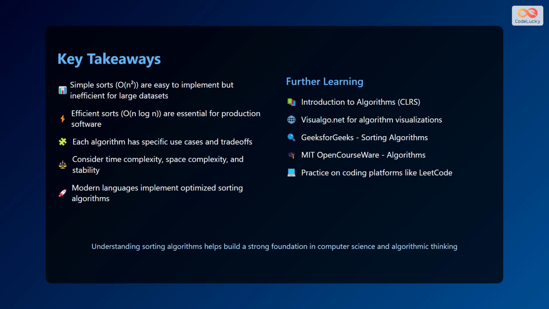For further learning, you can refer to resources such as Introduction to Algorithms, visualgo.net for algorithm visualizations, GeeksforGeeks, MIT OpenCourseWare, and coding platforms like LeetCode. Understanding sorting algorithms helps build a strong foundation in computer science and algorithmic thinking.